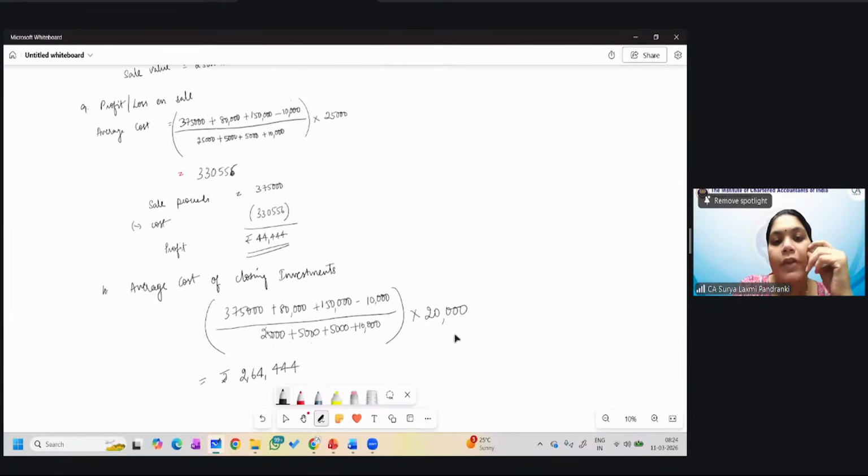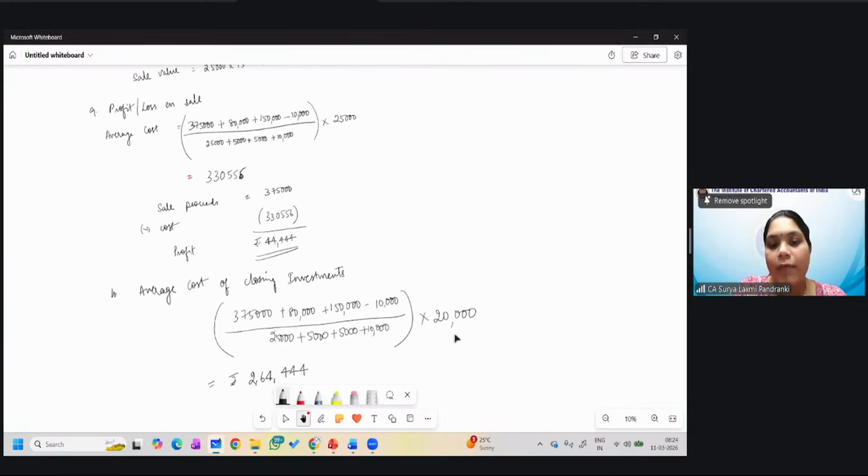What you are multiplying with is what makes the difference. The average is anyway the same. If you are multiplying it with 25,000 shares, you know the cost of the shares that you sold. If you are doing it with 20,000, then you know the cost of the shares that are left with you in the closing investments. Ma'am, I have a question, ma'am.